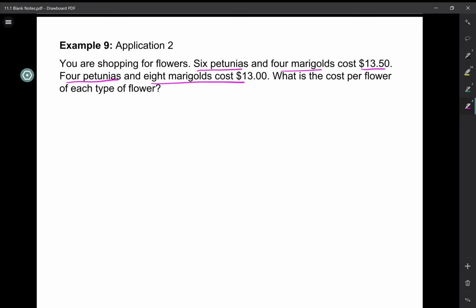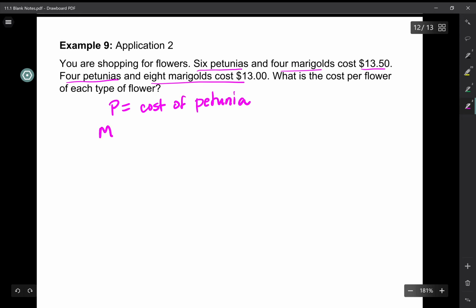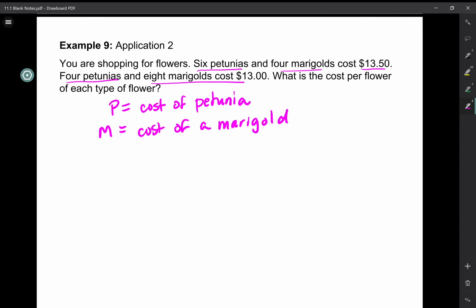So again, we want to set up our variables so that they answer our question. The question is, what is the cost per flower for each type of flower? So I'm going to make P be equal to the cost of a petunia. If I did marigolds, could you imagine? It'd be totally confusing. Cost of a petunia. And I'm going to make M be the cost of a marigold. And that way, when I know those values, I will be able to know what is the cost per flower.